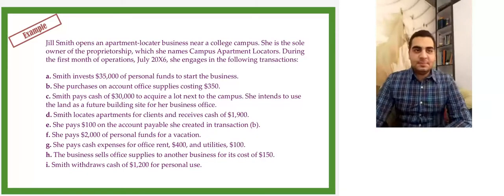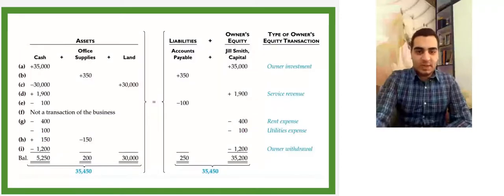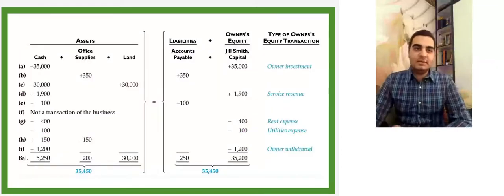And then the business sells office supplies to another business for its cost of $150. We sold our office supplies. So obviously our office supplies decrease, and on the other hand, our cash increases. It's an asset transformation. We transform our office supplies to cash.